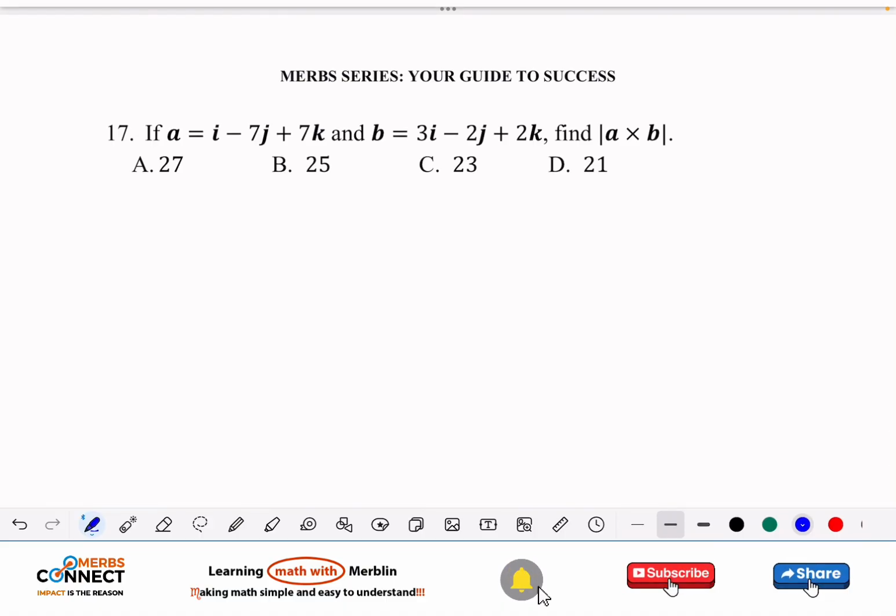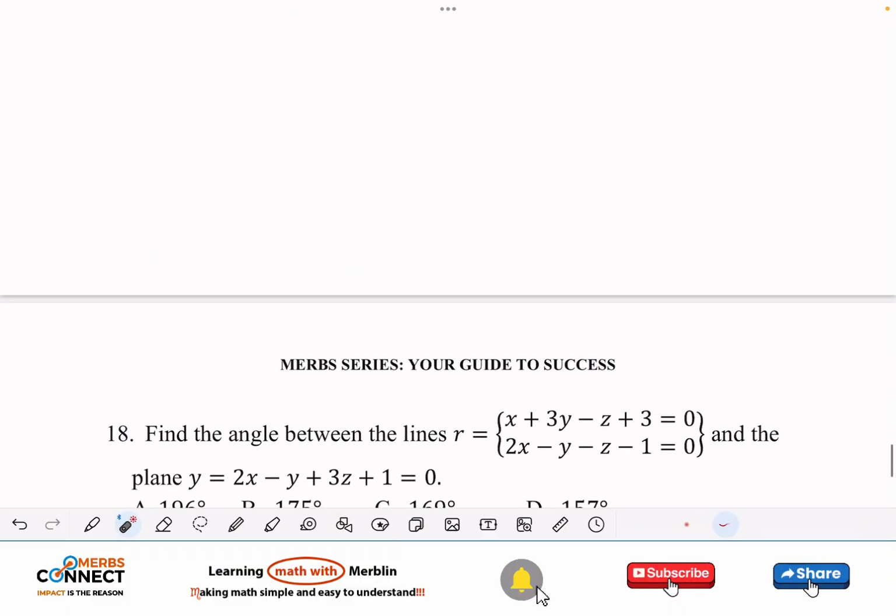All right, I'll leave question 17 for you to do. So do the A cross B and then find the magnitude and put your answer in the comment section.